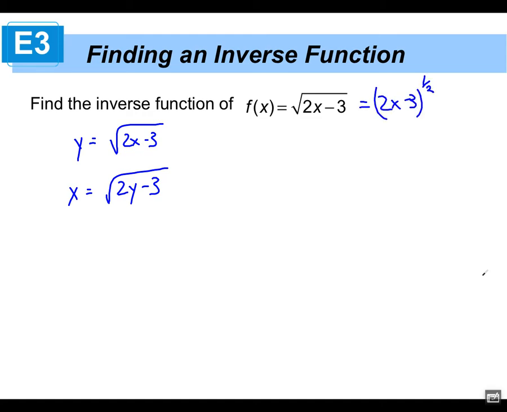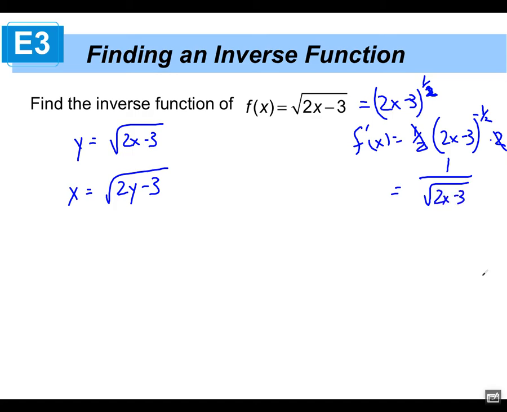Well, it's not even that nasty. You just got it squared. So f prime of x is equal to 1/2 times the quantity 2x minus 3 to the negative 1/2 times 2. That's going to cancel with that, and I'm left with 1 over the square root of 2x minus 3. Always positive, we're good to go.